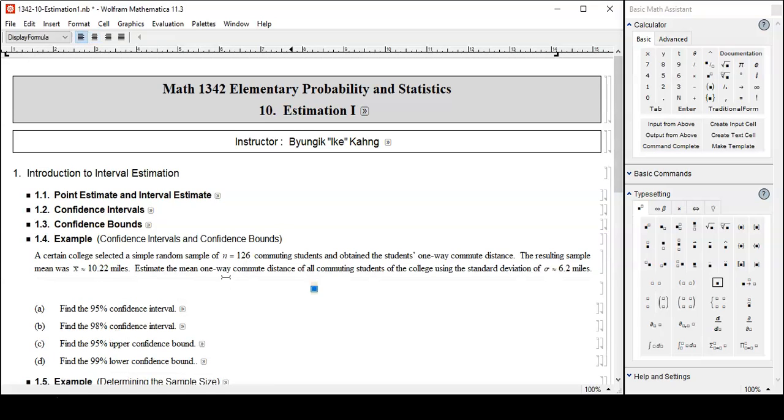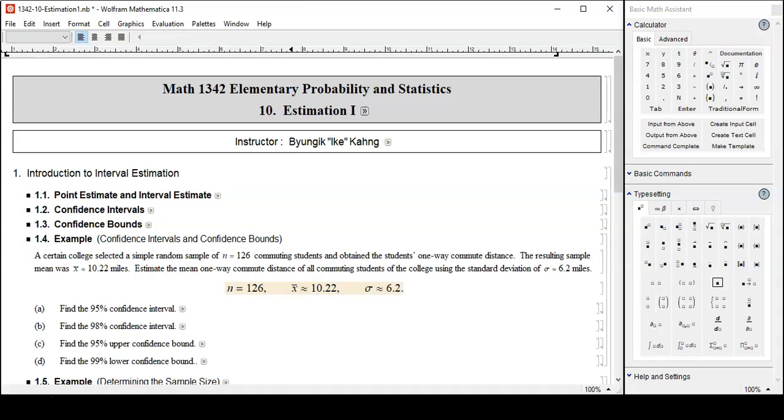The problem gave you three numbers. First, the sample size of 126, that's pretty straightforward. And then the sample mean of 10.22 miles. Finally, the standard deviation.